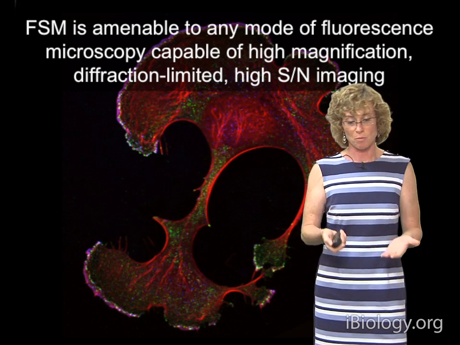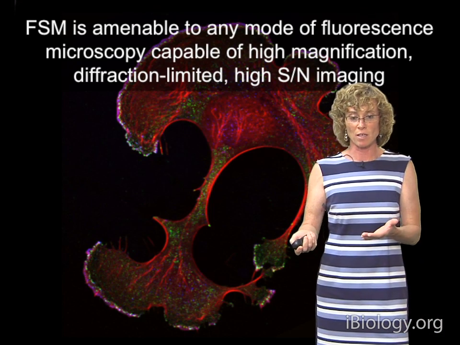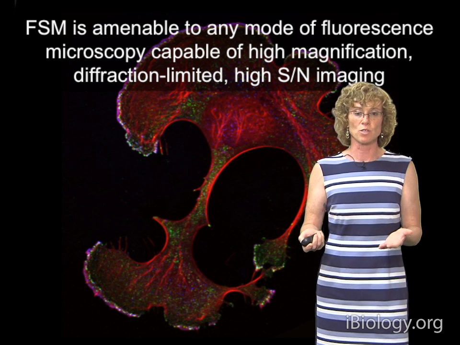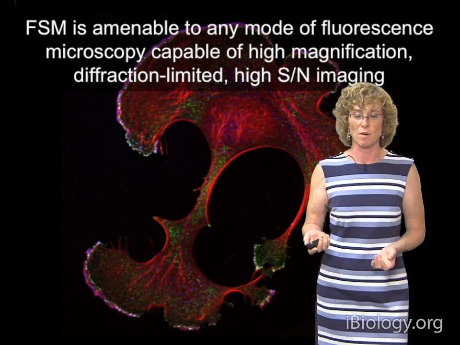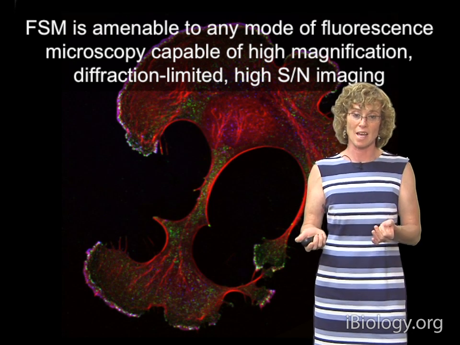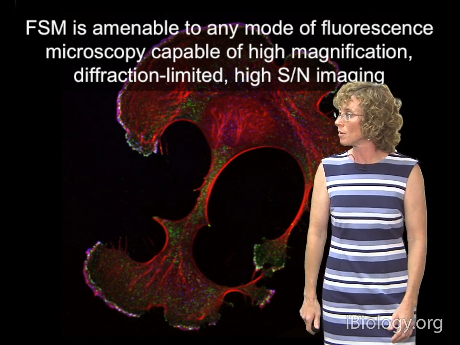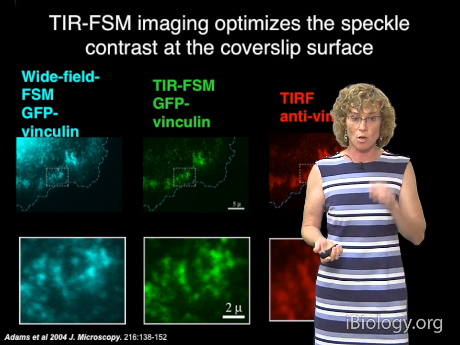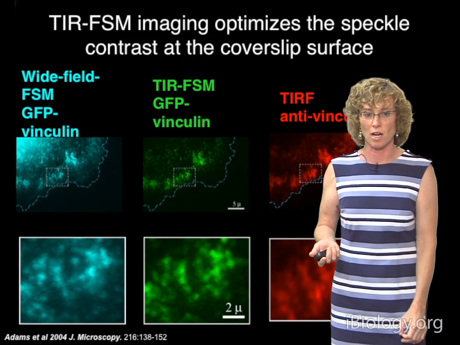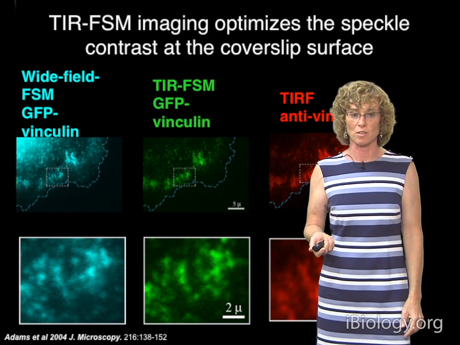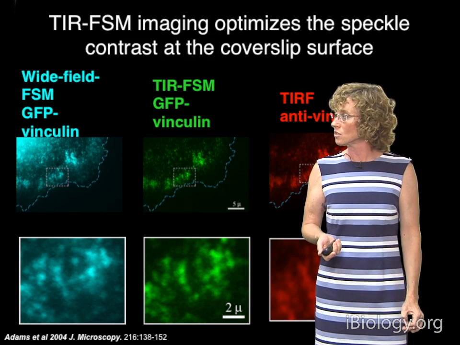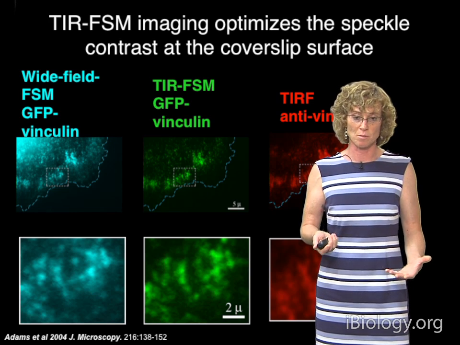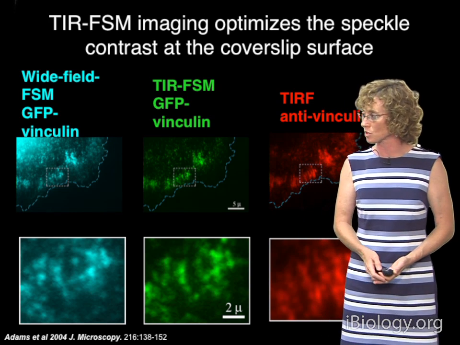So speckle microscopy, like I say, is primarily coming from the specimen, so it's really amenable to any mode of fluorescence microscopy that's capable of this high magnification, diffraction-limited, high signal-to-noise imaging. This is an example of combining total internal reflection fluorescence microscopy with fluorescent speckle microscopy to see awesome speckle contrast at the cover slip surface.